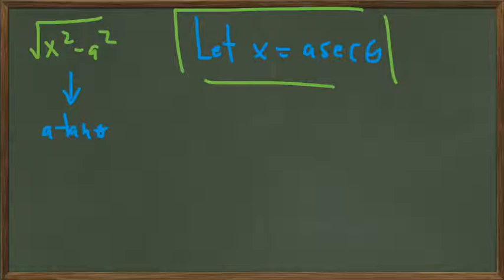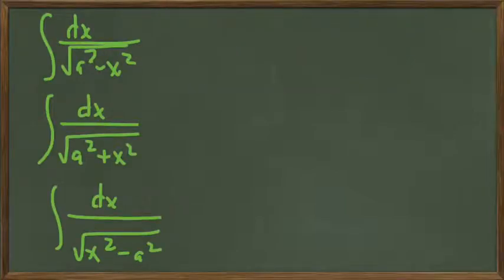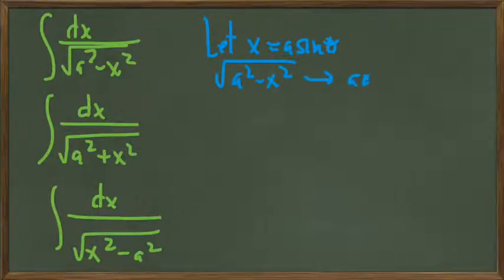So let's summarize all of the substitutions that we do when we encounter integrals of these three types, which is found on page 172 of your text. So in this first type, we let x equal a sine theta, and then the radical a squared minus x squared turns into a cosine theta. We should also note that our dx is a cosine theta d theta.